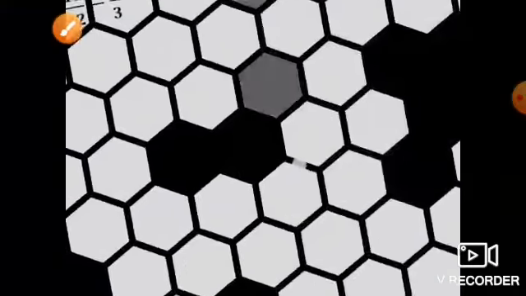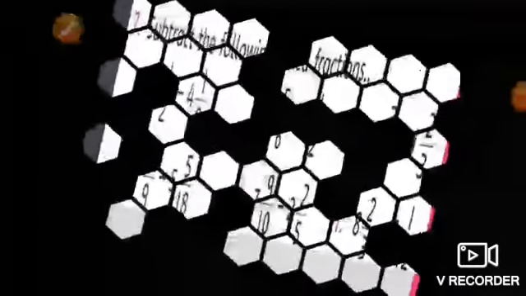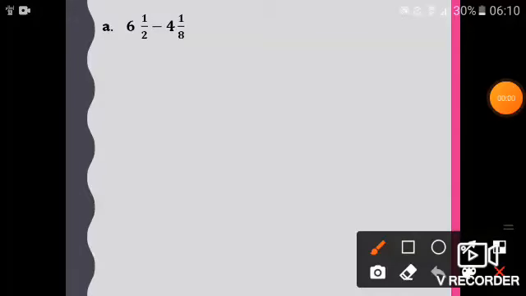Let's see another question in your exercise. Subtract the following mixed fractions. Let's solve a part of this question number 7 of exercise 3C. So let's see first how to convert these mixed numbers into improper fractions and then subtract. So how to convert a mixed number into an improper fraction?